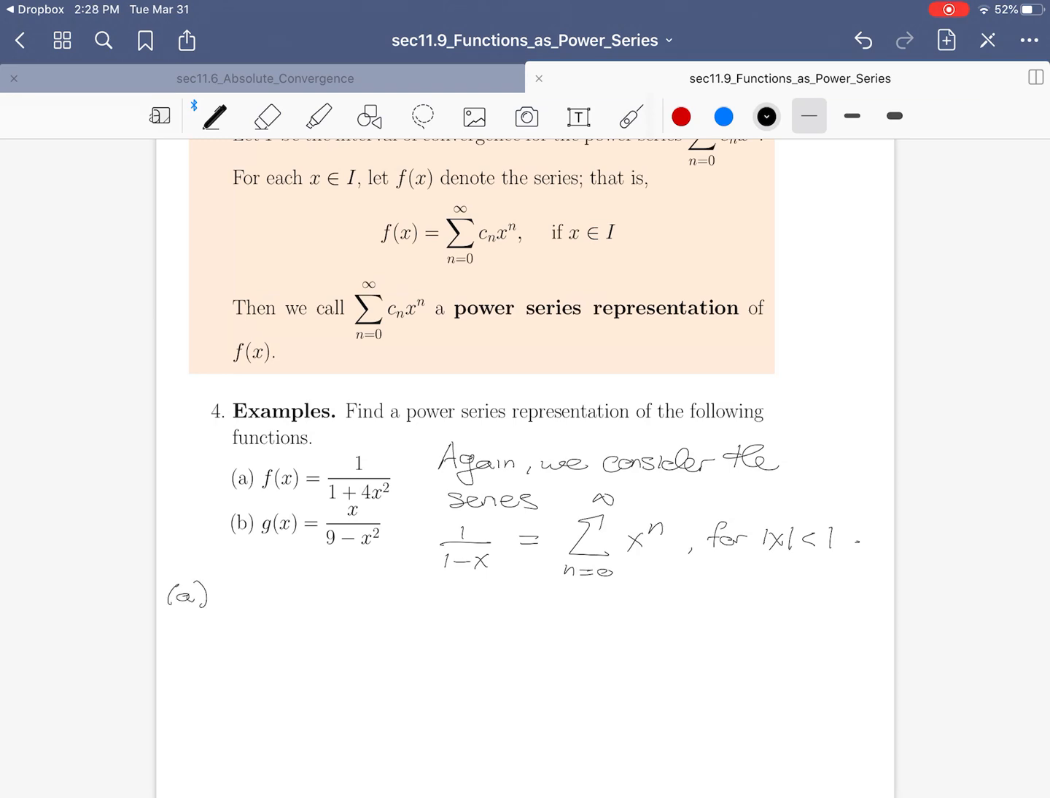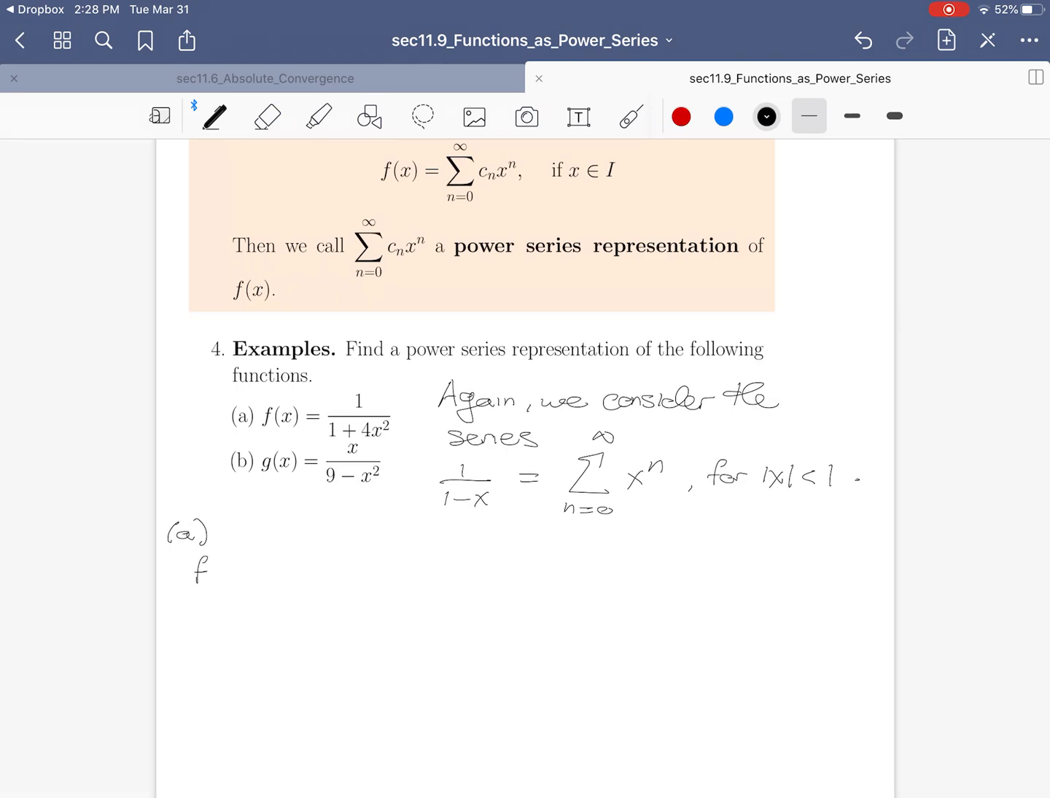So let's take our first example. And we're going to follow the same procedure as we did last time. So this is 1 divided by 1 plus 4x squared, which is equal to 1 divided by 1 minus (negative 2x) all squared. So now this is of the form 1 divided by 1 minus something. So I can write this as the sum from n equals 0 to infinity of (negative 2x) all squared raised to the power n.